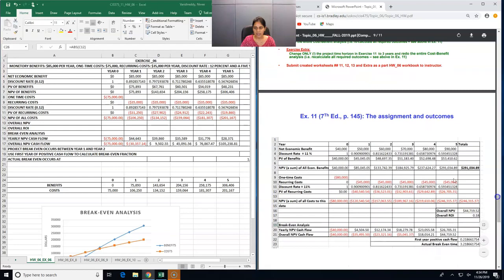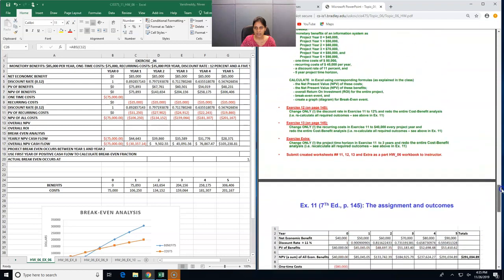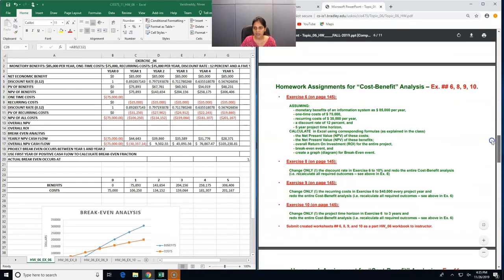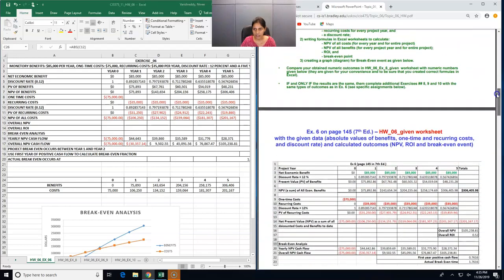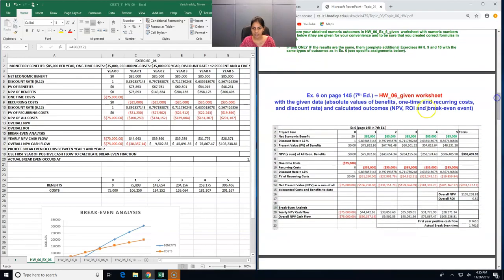As earlier we have seen the solution for exercise 6, we also have the solution for exercise 11. If you are sure that all these values match with your values, you can proceed with exercises 12, 13 and the extra exercise. Okay, now let us see how to do all these calculations and how to fill the table.